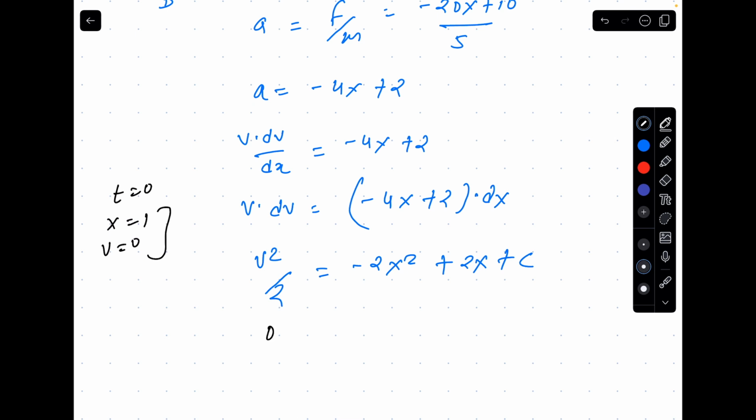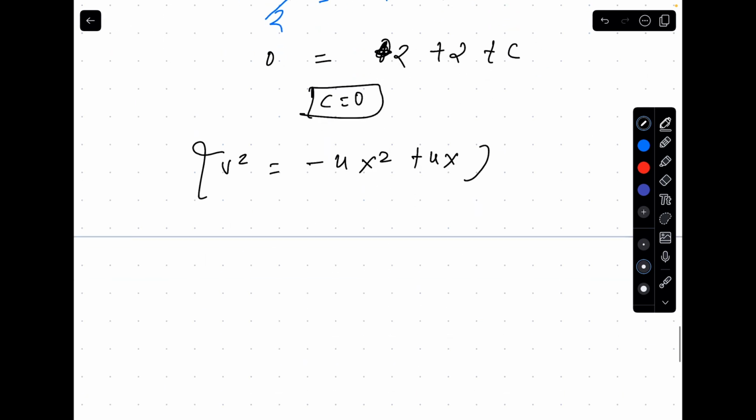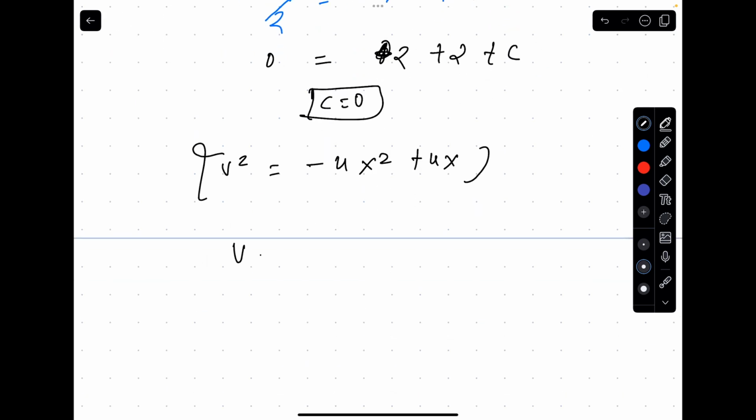So v is 0, that is also 0, minus 2 plus 2 plus c. So we get the constant as 0. Now we have an equation for v square. So v square is minus 4x square plus 4x. Right? This is v square. And from here we can also find v. v is basically, taking 4x common, 2 root of x times 1 minus x. This is the velocity.